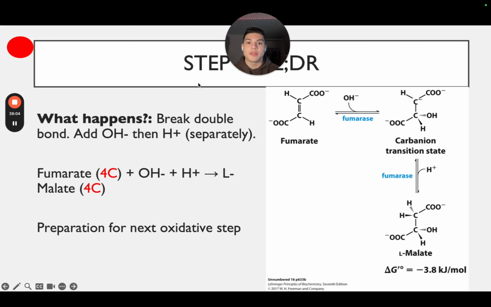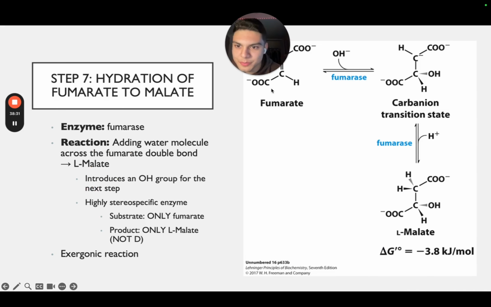So this is where it comes into importance: that trans fumarate in step 7 is going to become hydrated, but it's going to form our L-malate, not D-malate, L. And that's very important to know because it could be an easy multiple choice. Know that it will only form L-malate. And this is where we break that double bond by hydration. So we add the OH, then the H plus separately.